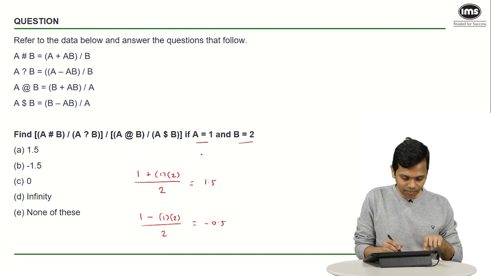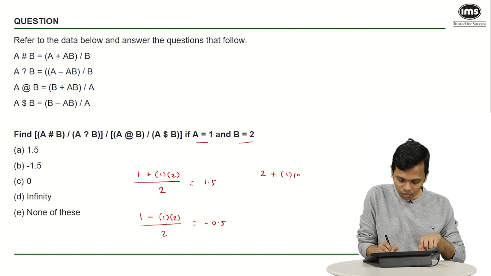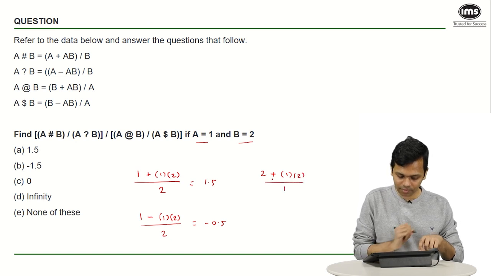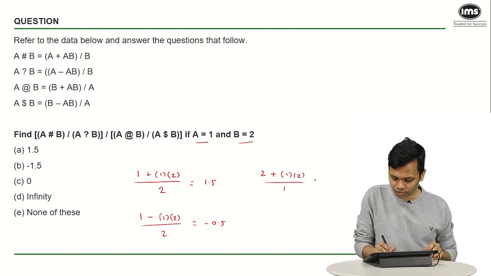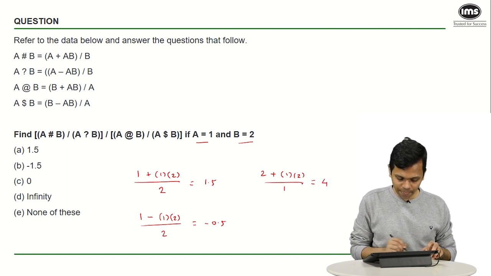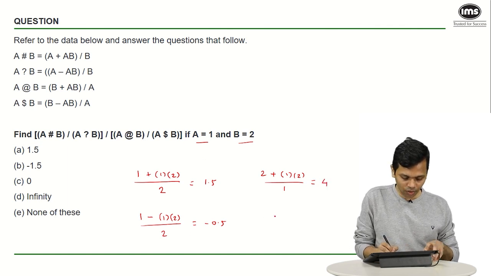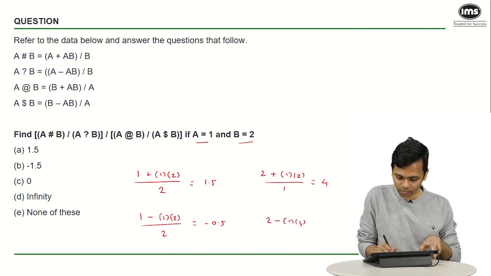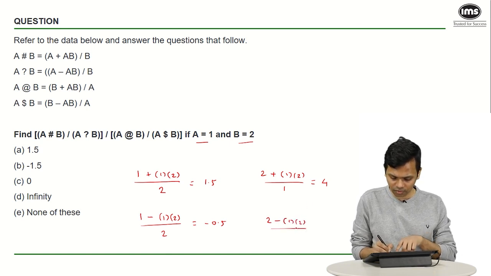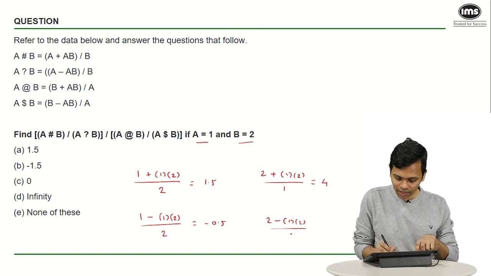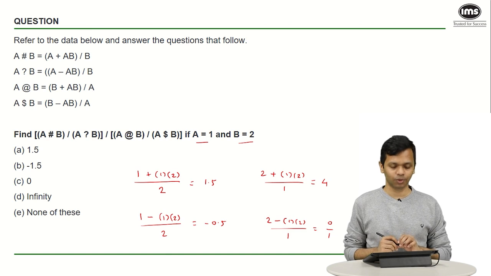Then A at B. At stands for B plus AB. So 2 plus 1 into 2 divided by A, which is 1 here. So that is going to be 4. And then you have finally A dollar B. Now dollar stands for B minus AB, right? So 2 minus 1 into 2, and that divided by 1, right? So this is going to be 0 upon 1 that you're going to have.